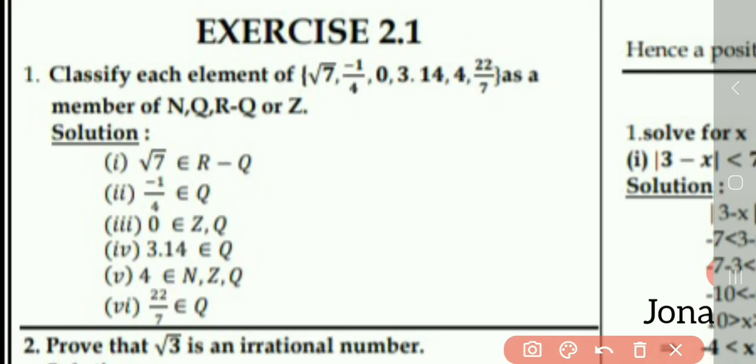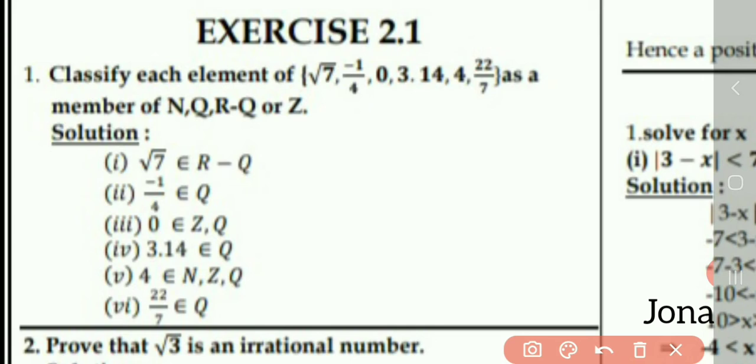Algebra has equations, polynomials, quadratic equations like this, isn't it? And before that, we learnt about numbers, that means natural numbers, rational numbers. In the rational numbers, we have irrational also, and integers. Okay, according to this, we are going to see the first exercise. Let me see exercise 2.1.